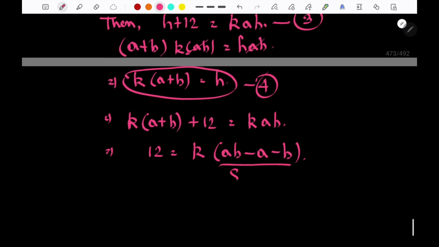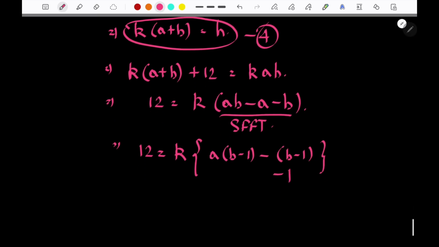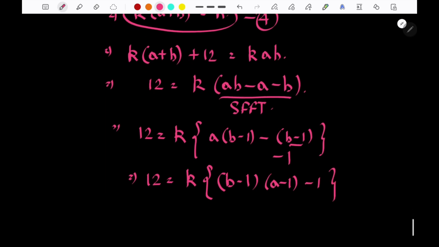Now this is a part of SFFT, Simon's Favorite Factoring Theorem. So 12 can be written again strategically as K, take A common, this is B minus 1, again minus B minus 1. So basically again I have substituted plus 1, so it can be taken as minus 1 also. I added plus 1, so I subtracted minus 1 so that both cancel out. So basically this becomes A minus 1 into B minus 1 into K is equal to 12.